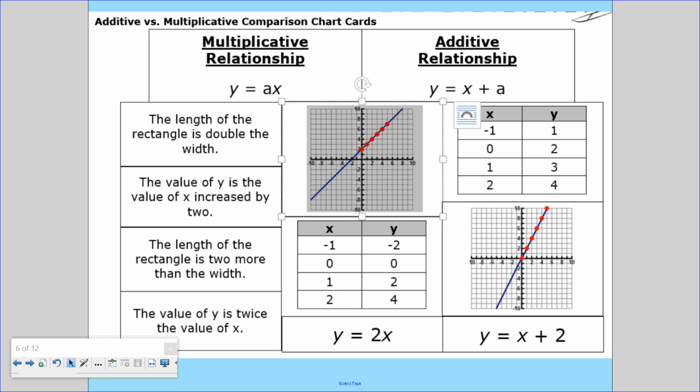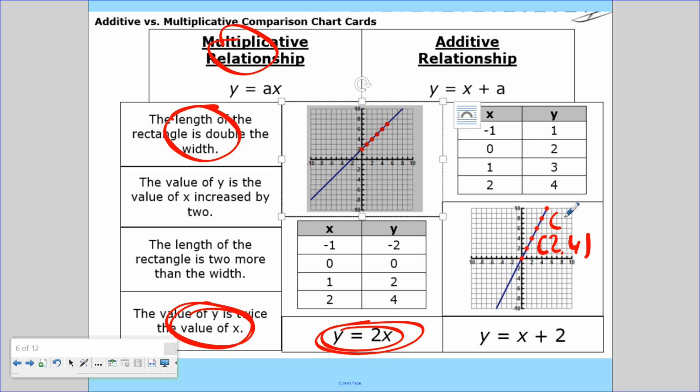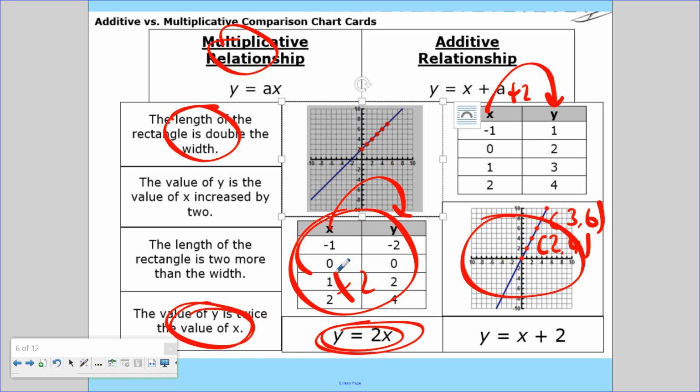If it is multiplicative, I'm just going to circle all the multiples. The length is double. Double means times 2. Increase, no. 2 more, nope. Twice. This means multiplicative. And which one here? If I take a point here, let's say this one, take a point here, 2, 4. This is 3, 6. How do you turn 3 to 6, 2 to 4? Times 2. That's multiplicative. What's the relationship from 1 to 3? It's plus, no. What's the relationship from 2 to 4? So we have 5 multiples.